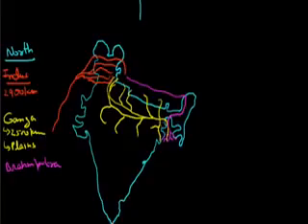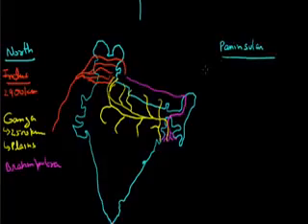These are the northern rivers of India. These rivers basically originate from the Himalayas and its glaciers. Now let us come to the southern rivers, which are also called the peninsular rivers.